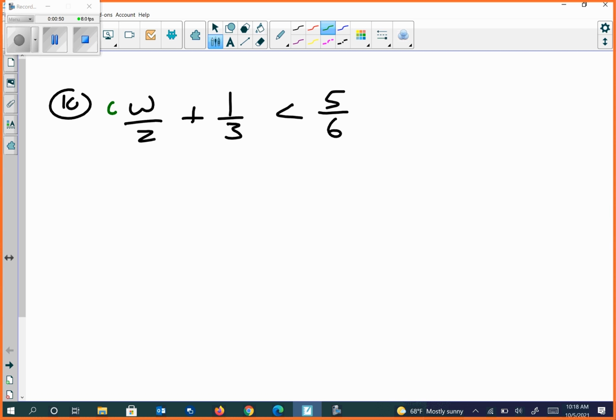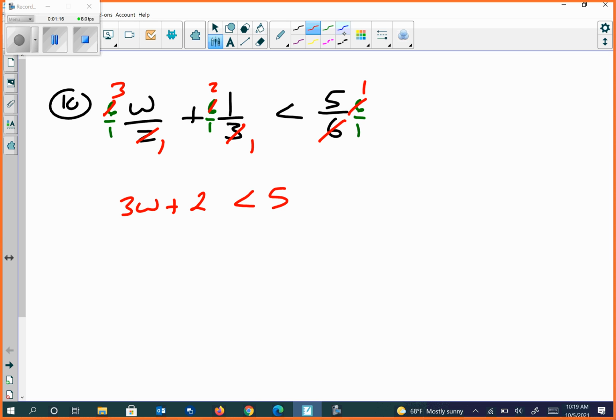So I'm going to multiply this by 6 over 1, this by 6 over 1, and this by 6 over 1. So 2 goes into 6 3 times. 3 times w is 3w, plus 3 goes into 6 twice. 2 times 1 is 2, is less than. 6 goes into itself, so 5 times 1 is that. So then we get down to that problem. Does that seem okay?